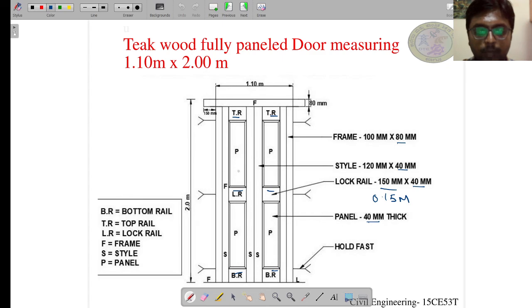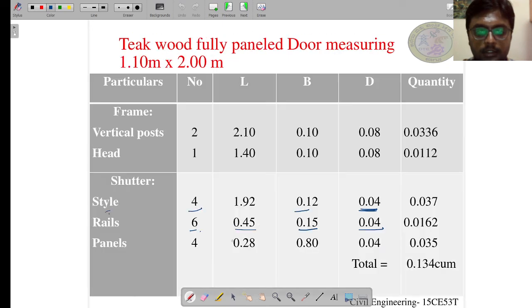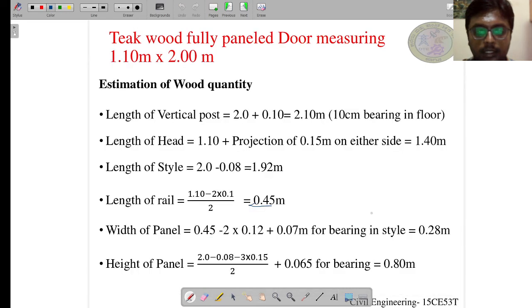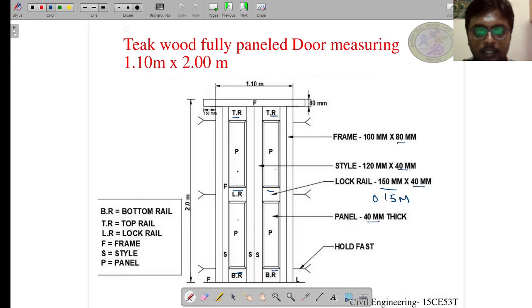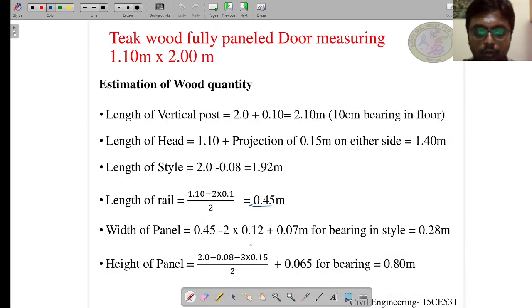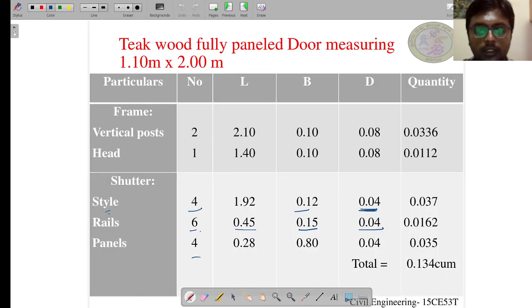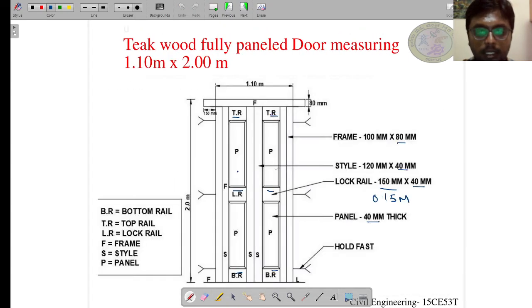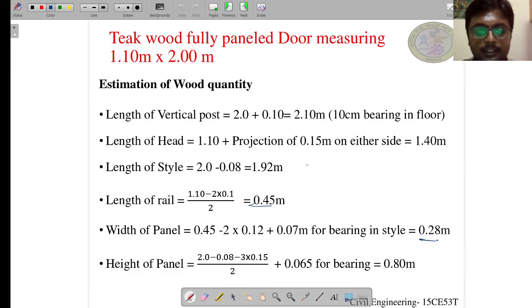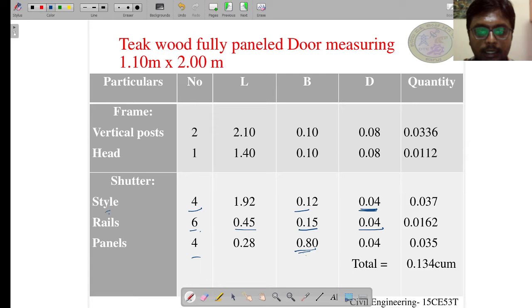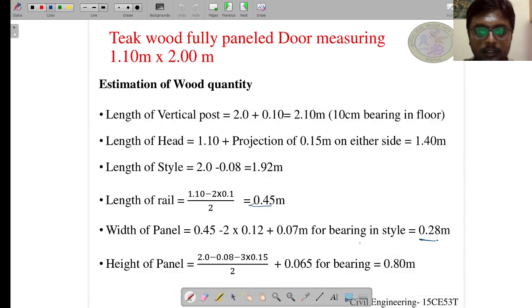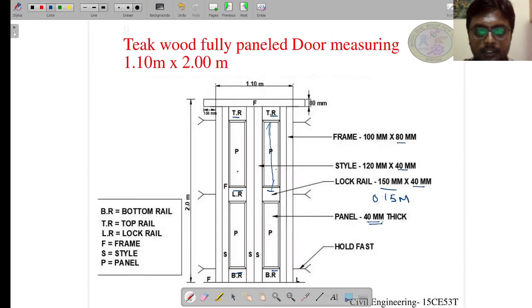Next we have 4 panels, 1, 2, 3, 4 panels, and we have calculated the length or the width. In this case we call it as width as 0.28 meter, and next the breadth as 0.35, 0.80 meter. Or in this case height. So we have calculated it as height, but we are entering it as breadth in this column. So next, the depth is same, which is 40 mm.